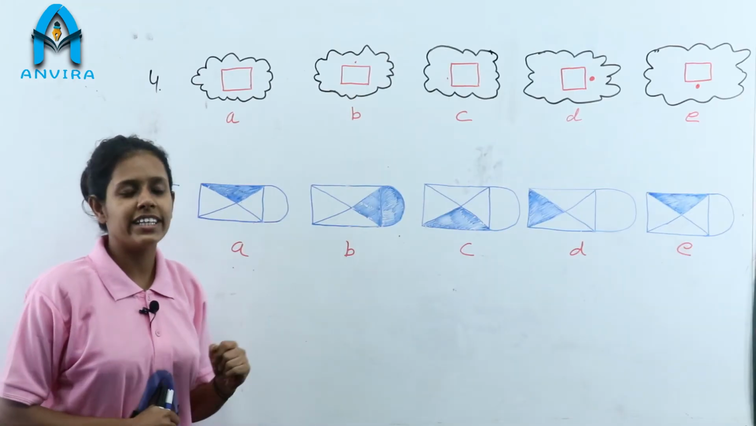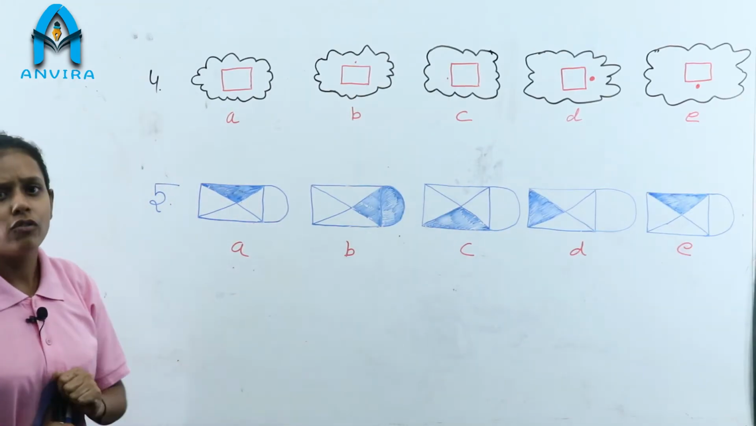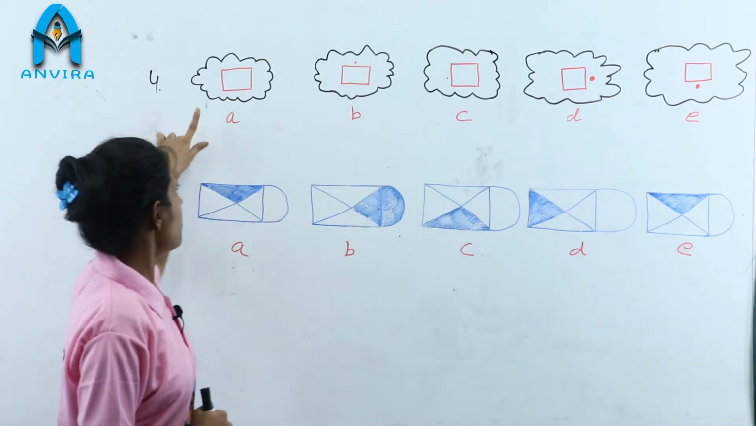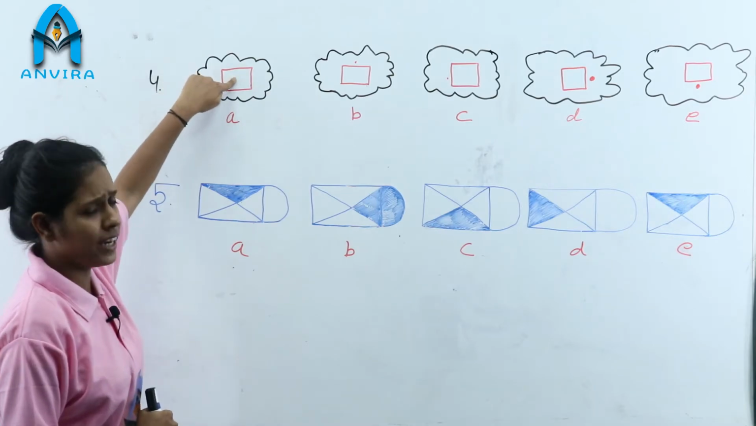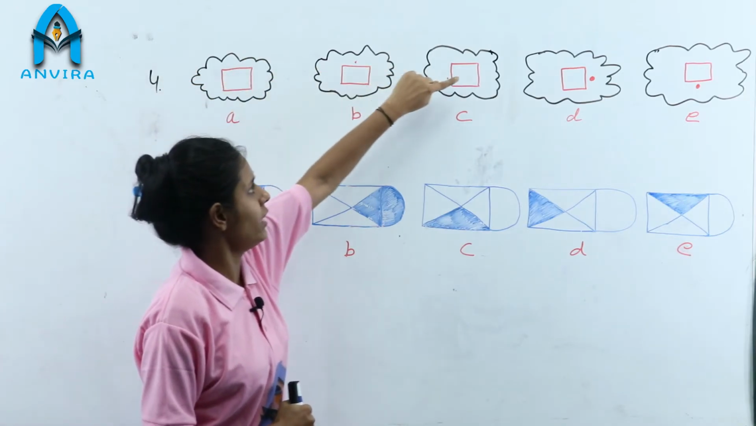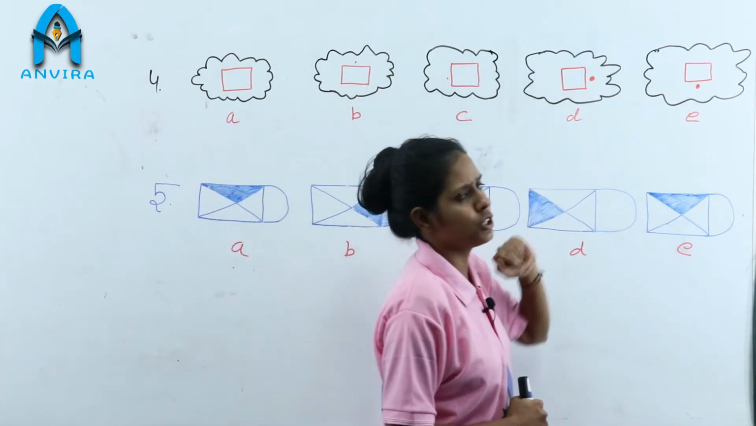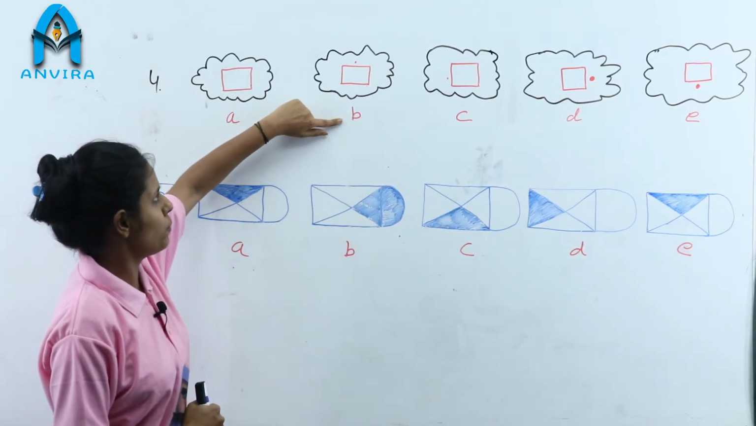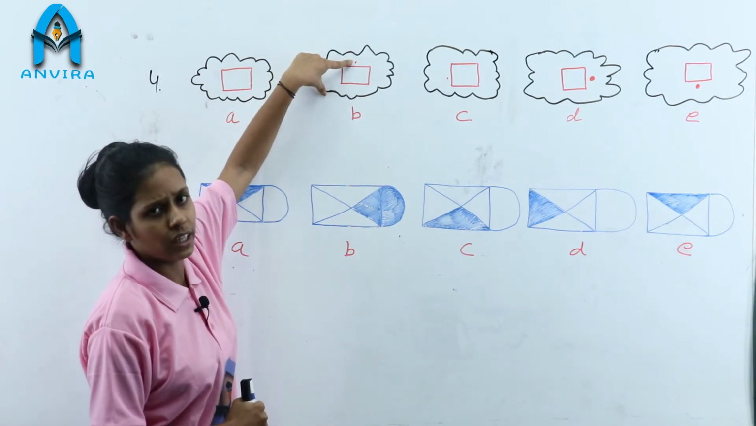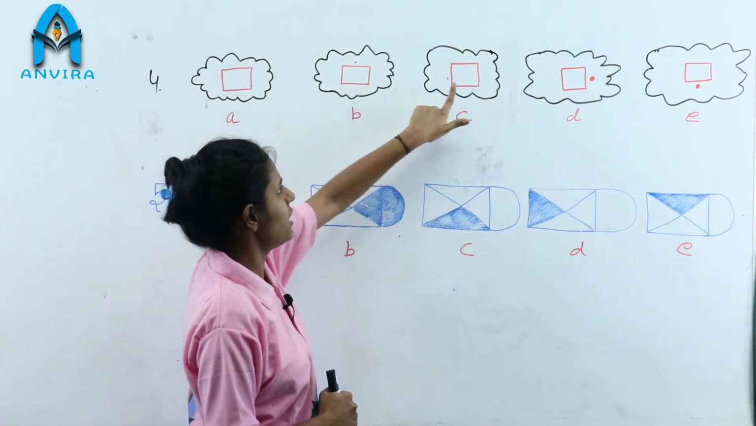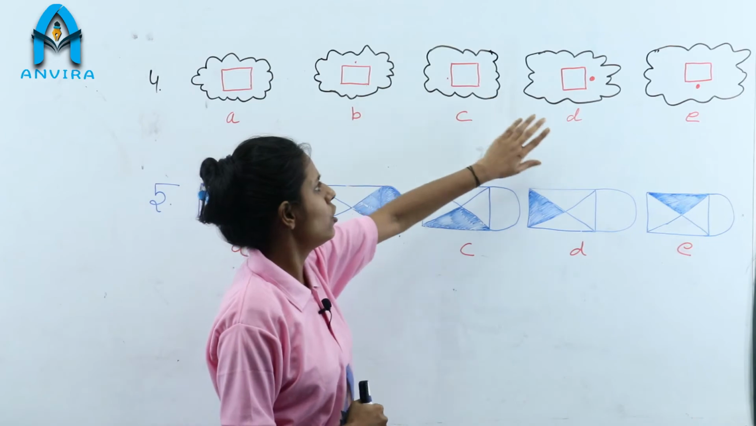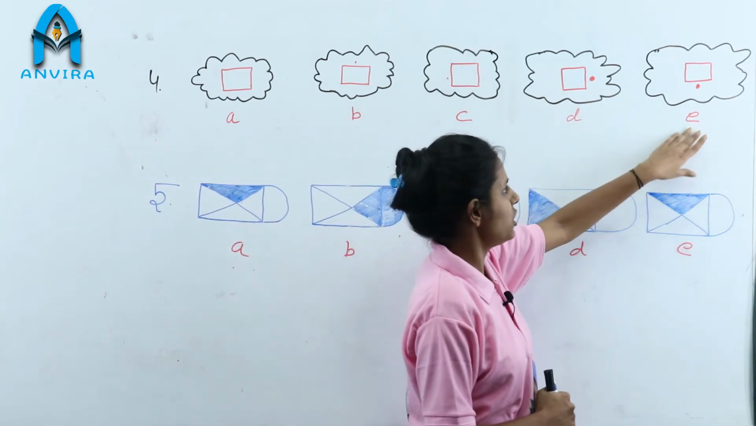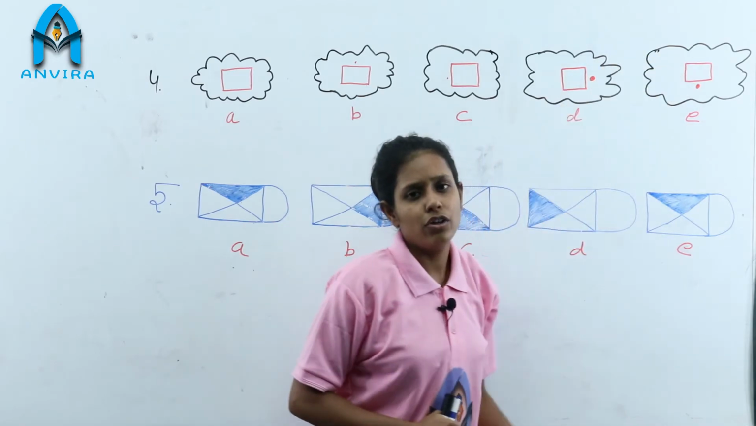Let's go to our next question, question number 4. In this question, every option has the same pattern, and in this pattern we found a square in every option. Option A, we found a square. Option B, a square with a dot. Option C, square with a dot. Option D, square and a dot. Option E, square and dot.